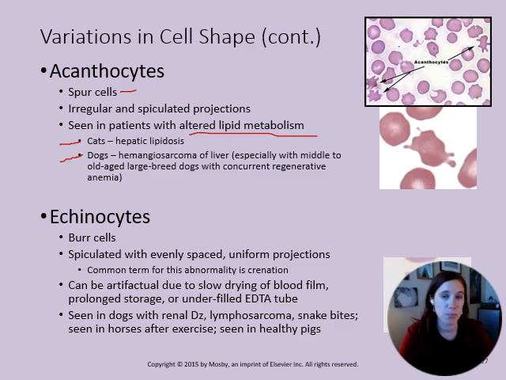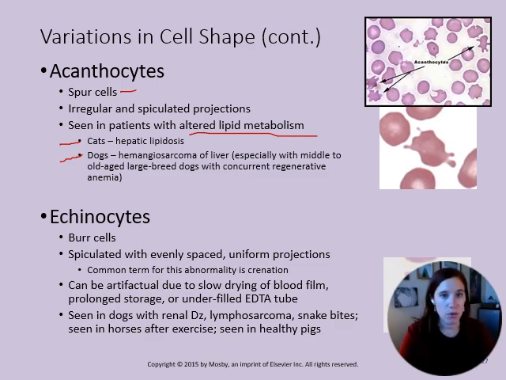With hepatic lipidosis in particular, remember cats are obligate carnivores, so they have a hard time with digestion if they don't have a proper amount of fat and protein. So their liver can basically kind of freak out. So we can see specific cells if a patient with hepatic lipidosis arrived. In dogs, we can see this with hemangiosarcoma of the liver. So if the liver has cancer, those cells are affected, they're upset. We can also see this especially with middle to old age large dog breeds with concurrent regenerative anemia. So that's acanthocytes.